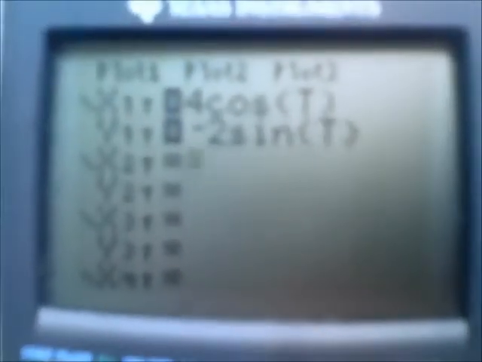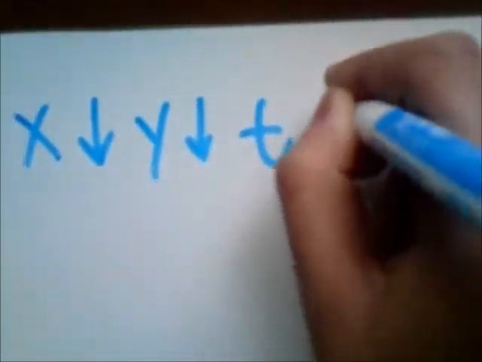For the motion to go clockwise, one of the equations would have to be negative. For it to start at 4, 0, the second equation would be negative, which is y equals negative 2 sine t. So that means x decreases, y decreases as t increases.